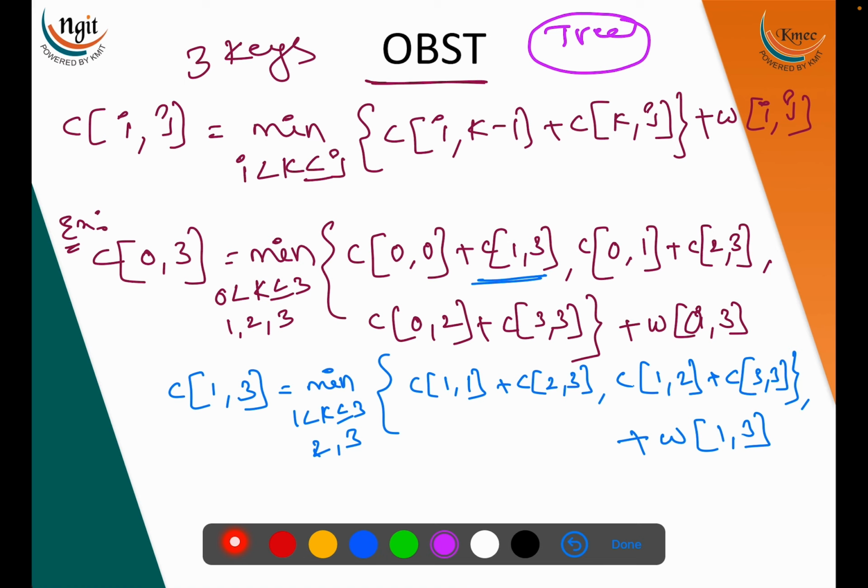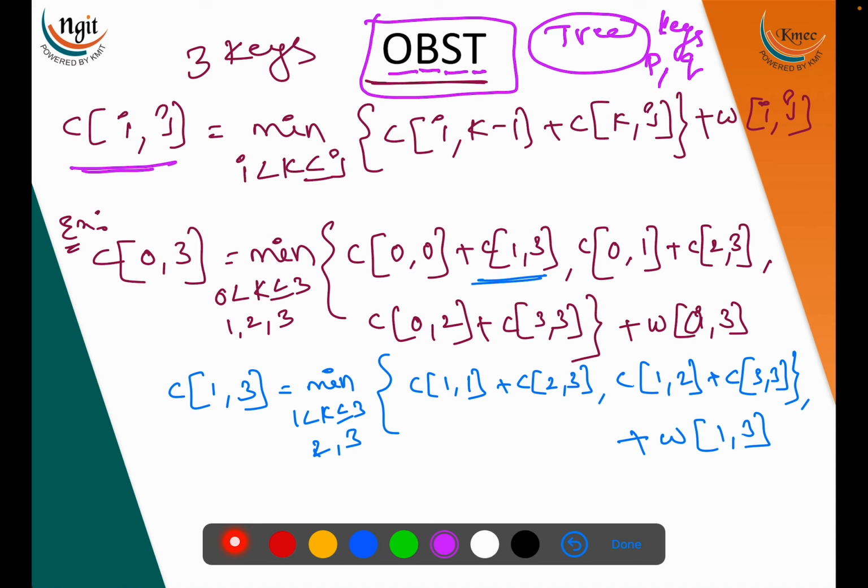Once again I remind you of the definition of the optimal binary search tree, OBST. If the keys are given and the probabilities P and Q are given, we have to generate a binary search tree. To generate it, you have a formula. According to this formula, we'll calculate for all the possibilities, and whichever is minimum will be taken.